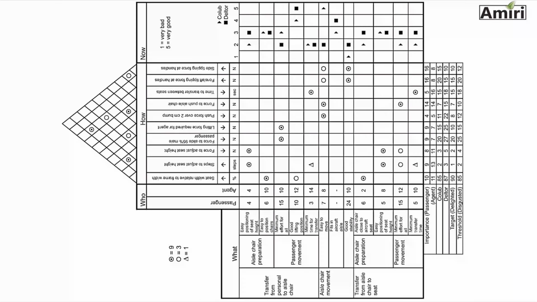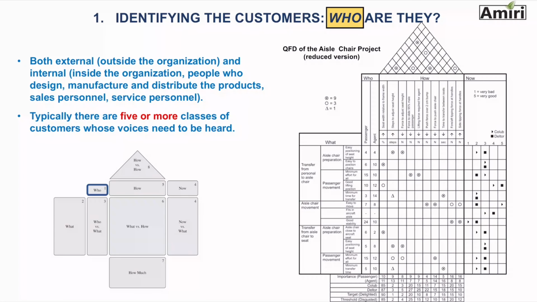So let's get started with steps 1 through 8 and understanding what each of the rooms of this QFD means and how to utilize it. Starting with step 1, the keyword for this was who. This is figuring out who the customers are, who you are designing this for, or whose customer requirements you are translating into engineering specifications.